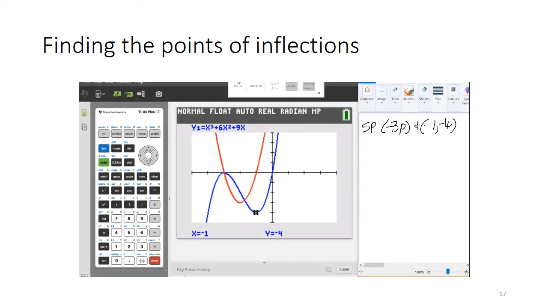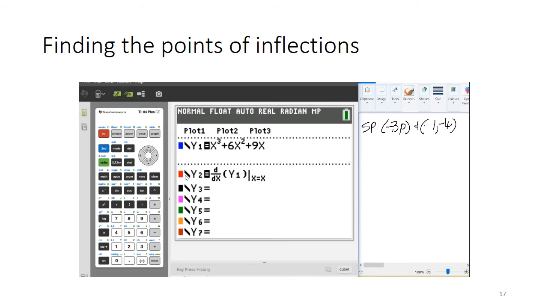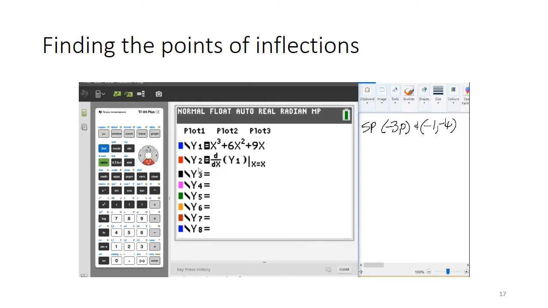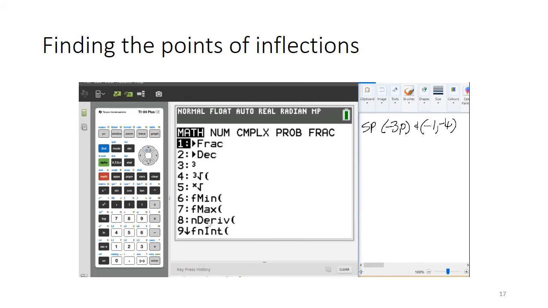Okay, so now let's involve our second derivative to help us to solve this problem. How do we derive this for the second derivative? Well, you go to y. Now I'm going to have another function. I'm going to have y3. Again, go to math and derive.